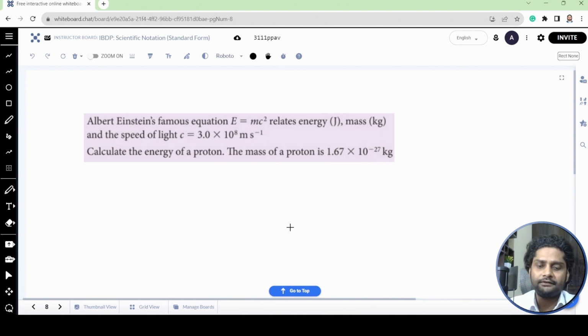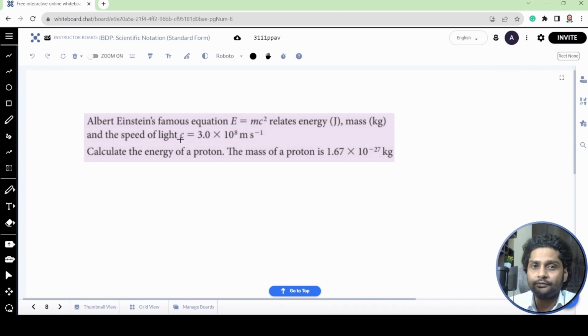Again, the idea is we need to follow laws of exponents, and sometimes they might give you a specific situation, a specific formula in which you have to plug in the numbers. Just like here, they're given a formula. It's energy conservation, something like that. Okay, E equals mc squared.